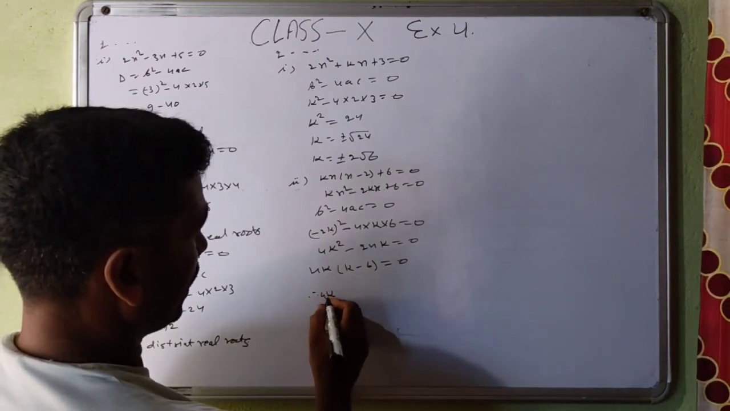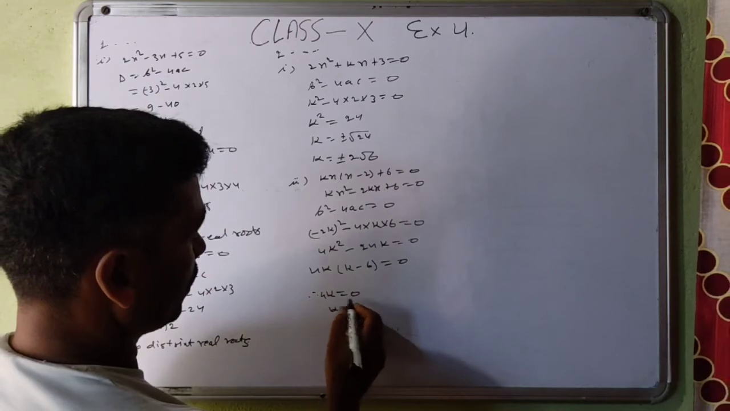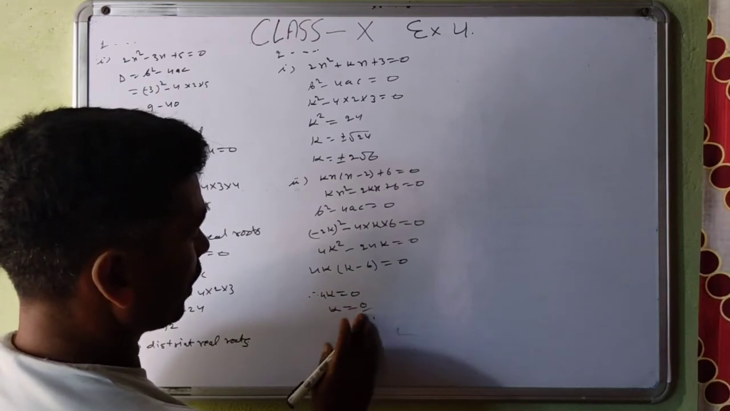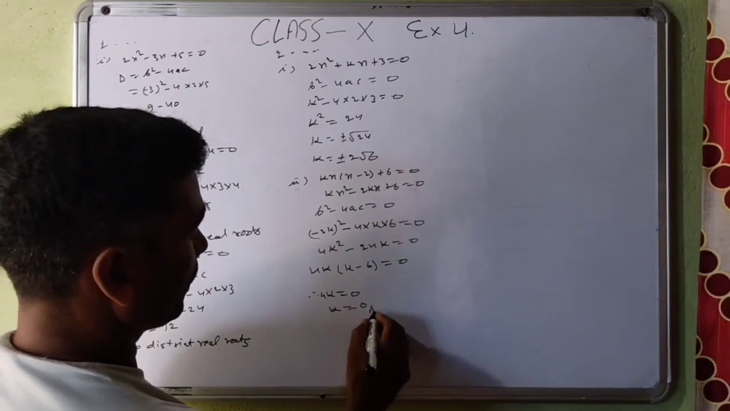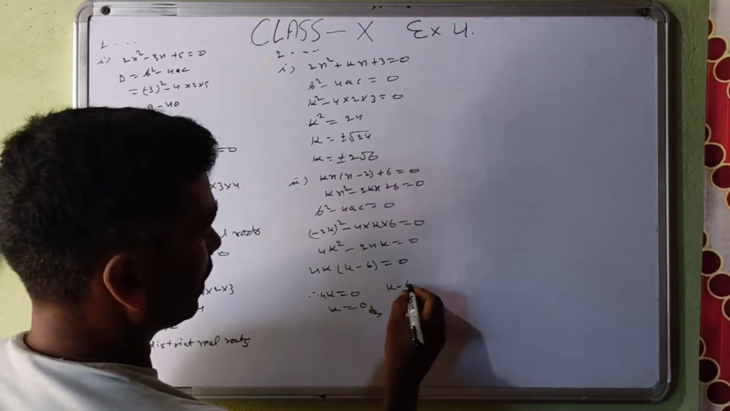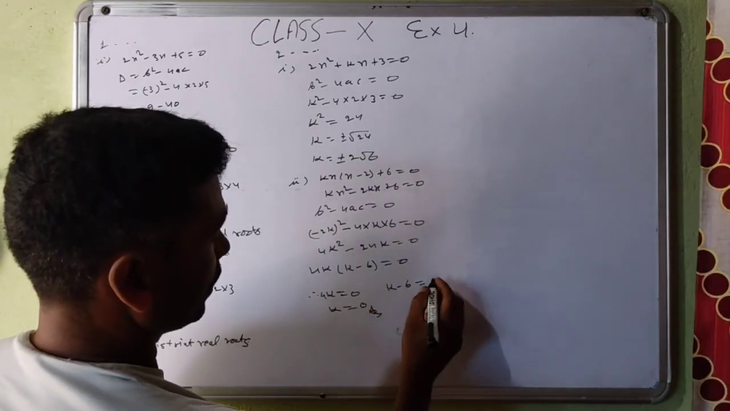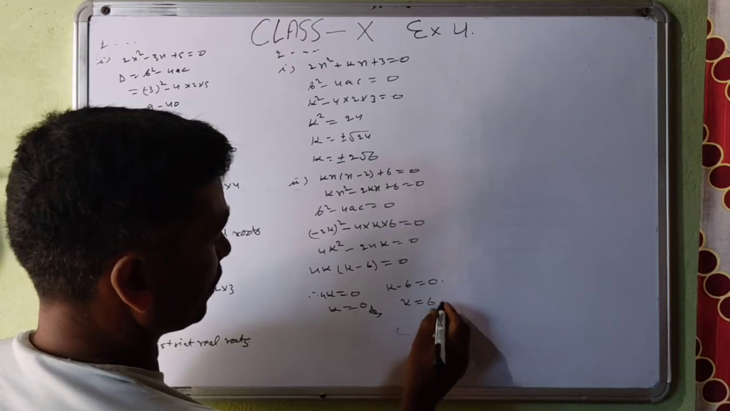Take 4k common, so that will be 4k into (k minus 6) is equal to 0. So 4k is equal to 0, so k is equal to 0 upon 4, no need to write upon 4, that is one answer. And another answer: k minus 6 is 0, so k is equal to 6.